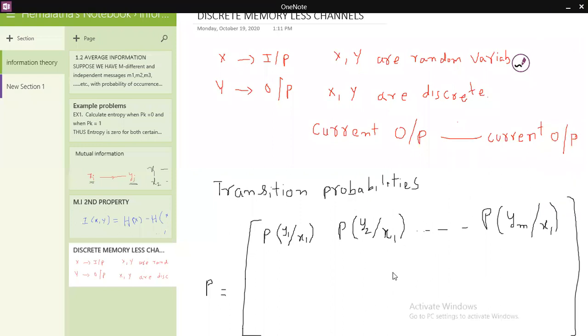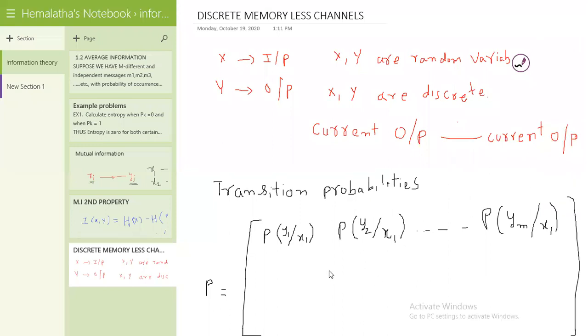So this is the transition probabilities of the channel. Here we analyze the first row of this matrix, the first component, P of y1 given x1. That means x1 is transmitted and y1 is an output. Then when x1 is transmitted, y2 is another output. Likewise, when x1 is transmitted, ym is the output.